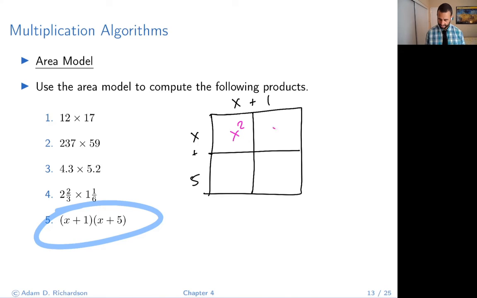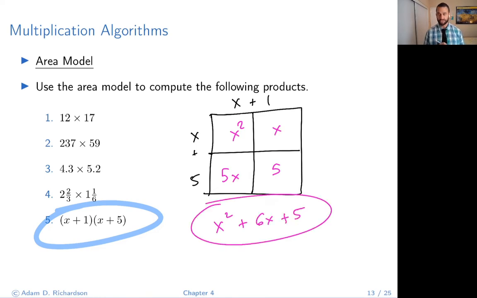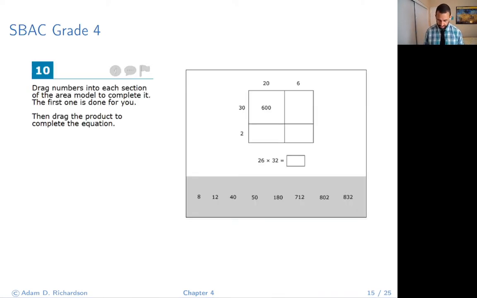X times 1, that's 1x. X times 5, that's 5 x's, and then 5 times 1, that's 5. And if you add them all up, you're going to get x squared plus 6x plus 5, a trinomial, right? There you go, a trinomial. So we're setting our students up for the stuff down the line, all right? That's the idea.